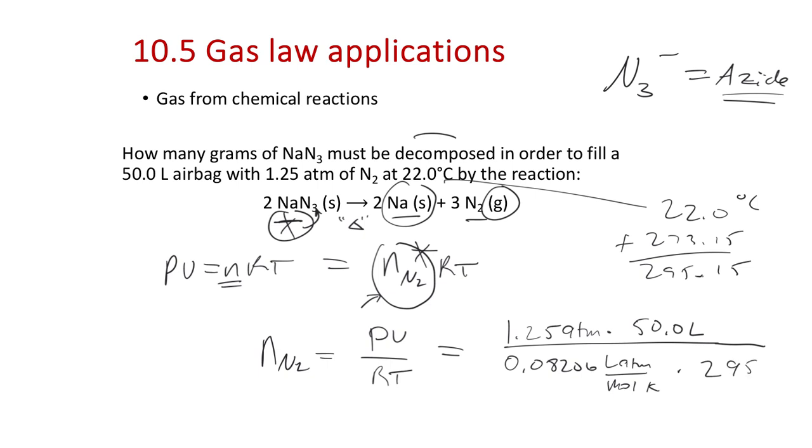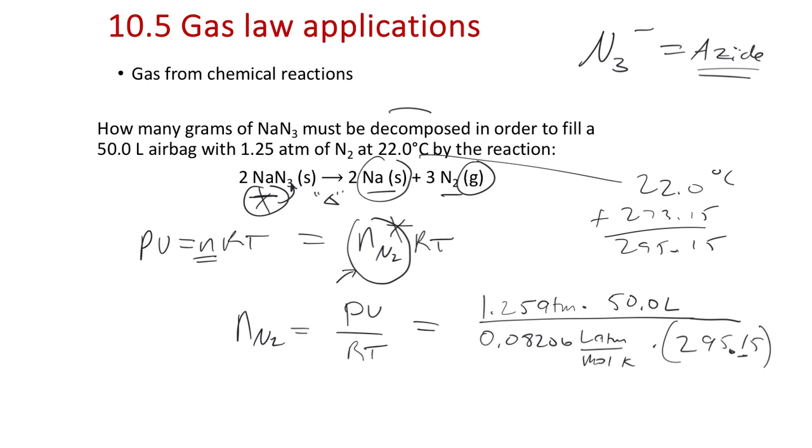So I'm going to keep the 1.5 along for the ride because I have at least that fourth digit significant there. And so if I solve for moles, so 1.25 times 50, divided by 0.08206 and 295.15. So I get that there has to be 2.58 moles of N2 inside of that airbag in order for it to have a volume of 50 liters at a pressure of 1.25 atm at this temperature.